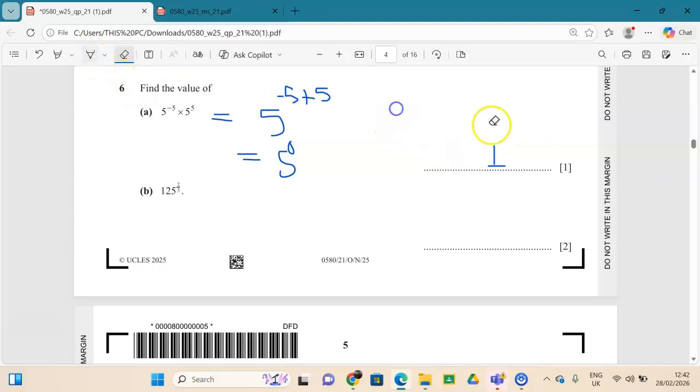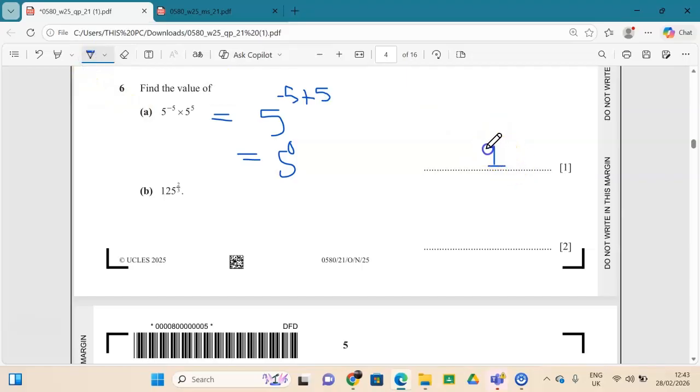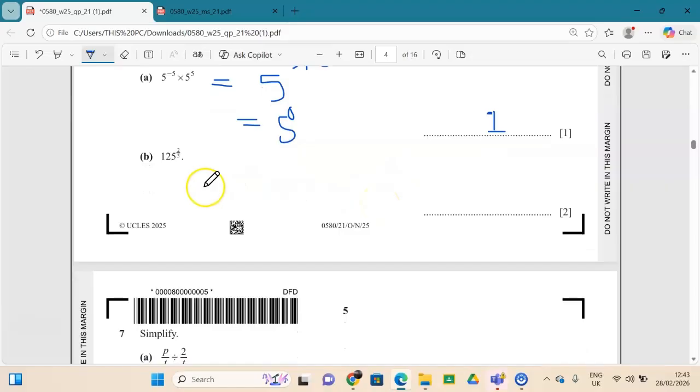Let's write this one properly. Sorry about that. Okay, so we go to the next question. This is also indices. You have to solve 125 raised to the power of 2 over 3. There are 2 ways you can do this. It all depends on which one you prefer. So it's all about what you know how to do best.